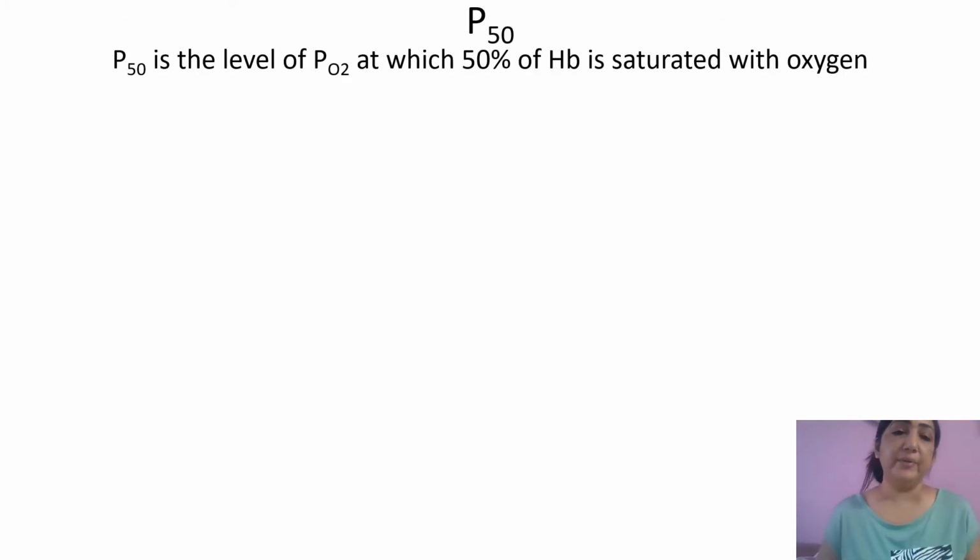Now the P50. What is P50? P50 is the partial pressure of oxygen at which 50% of hemoglobin is saturated with oxygen. Again, P50 is the partial pressure of oxygen when 50% of hemoglobin is saturated with oxygen.